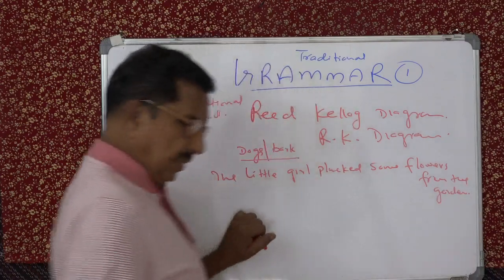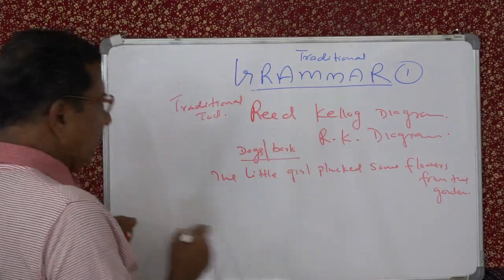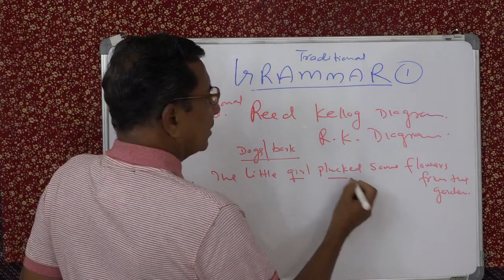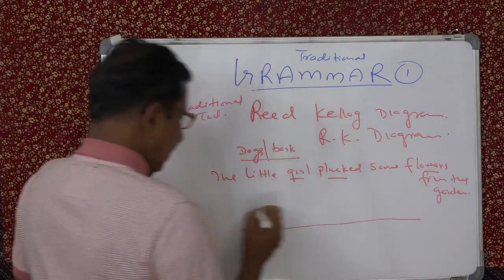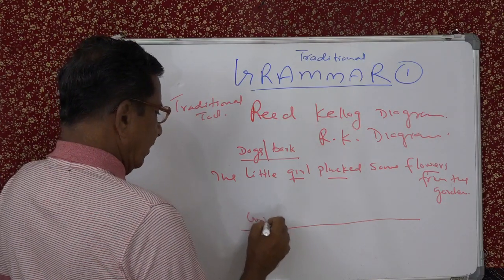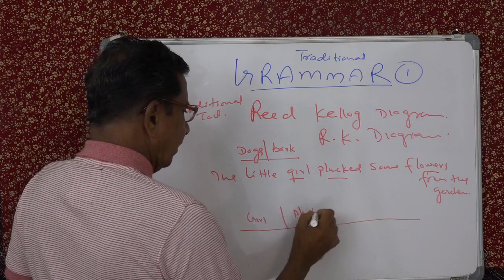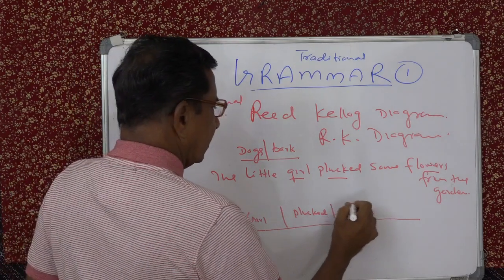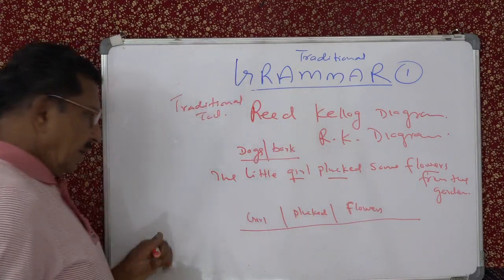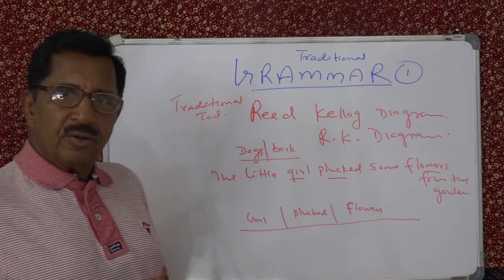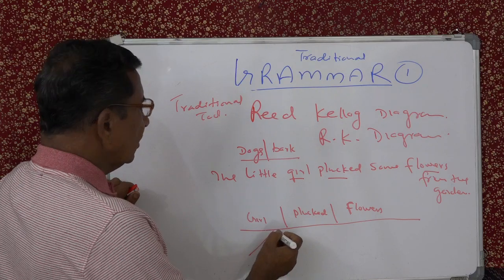How are you going to represent this in a Reed-Kellogg diagram? First, the main thing is girl plucked flowers. So you will write it like this: girl, then plucked, flowers. This is the main. Now the qualifiers or modifiers. Here you have two.